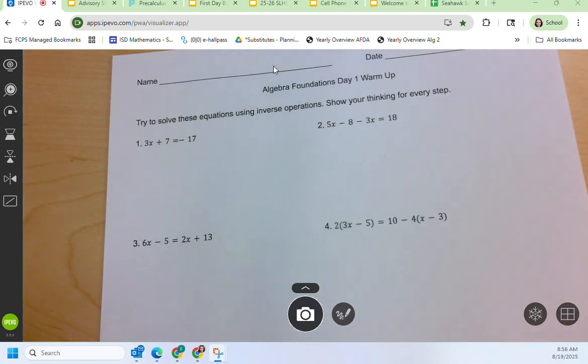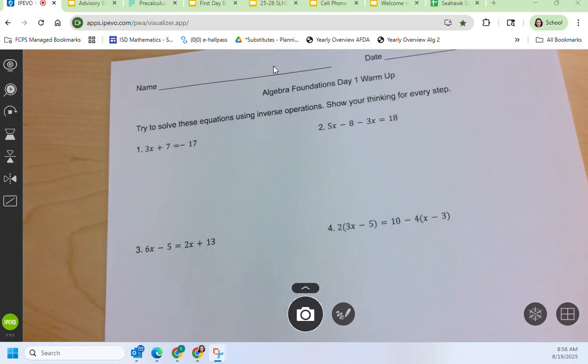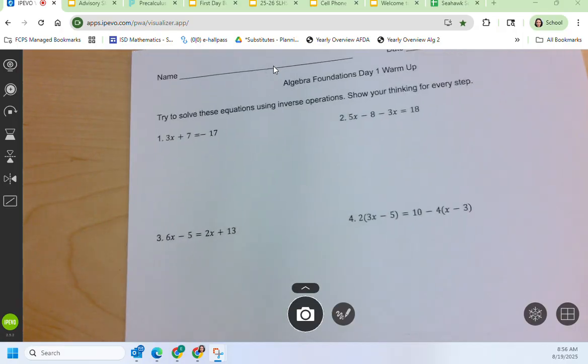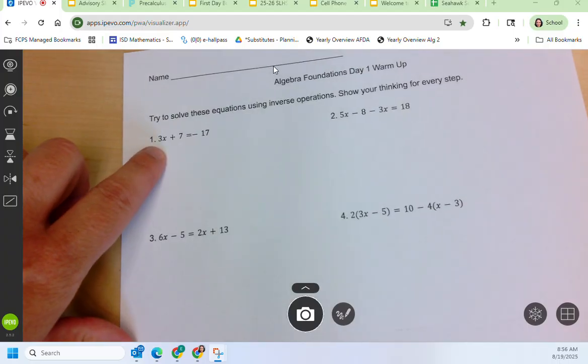Explanation because there are a few people who aren't here today. We're just going to go over these problems one at a time, see if you did them correctly, and talk about the strategies. So remember that to undo an operation, you use the inverse operation.